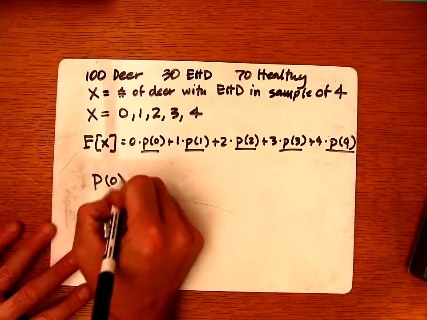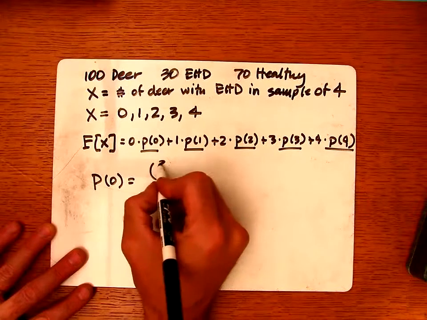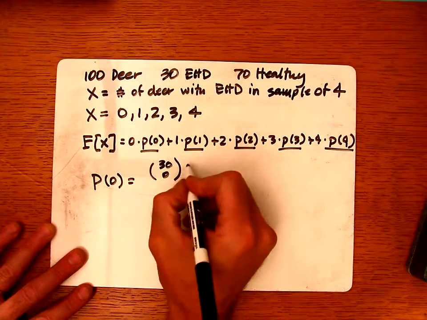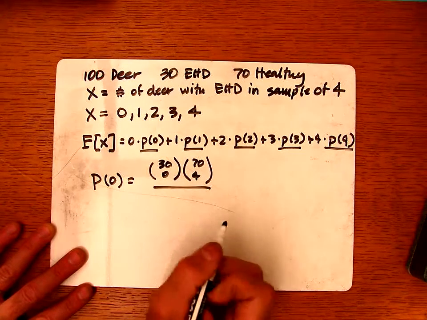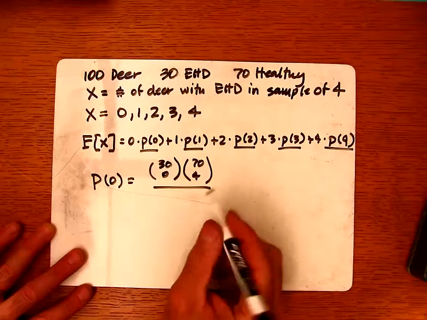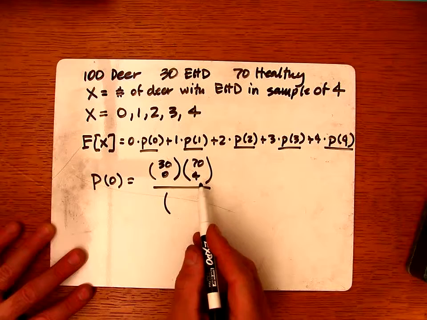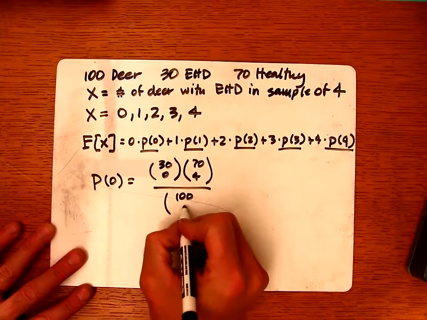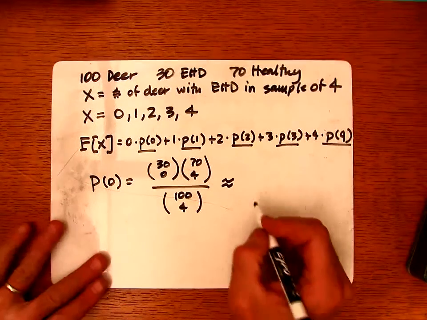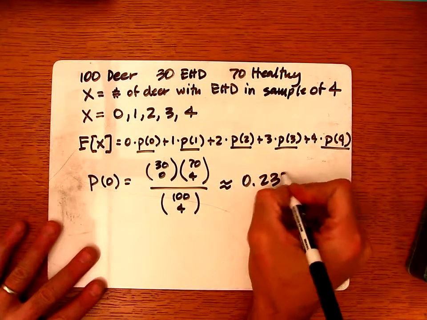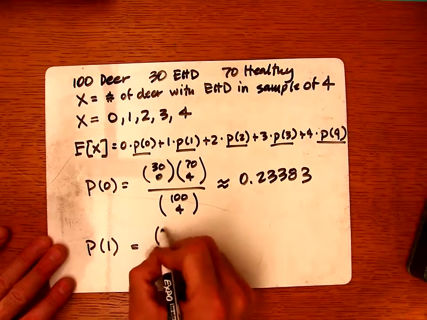So let's first take a look at, what's the probability we get 0 deer in our sample? That means that from the 30 with disease, we're not going to get any, so 30 choose 0, and from the 70 who are healthy, we have to choose all 4. That's how many ways that can occur. Since we're sampling randomly, this is a uniform sample space, so we can just count the number of ways we can get 4 healthy deer over the number of ways that we can get 4 deer in general. And so the probability that we get 0, I have this here on my calculator, turns out to be about 0.23383.